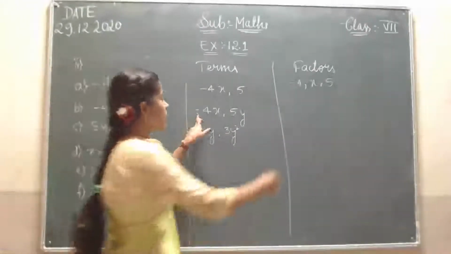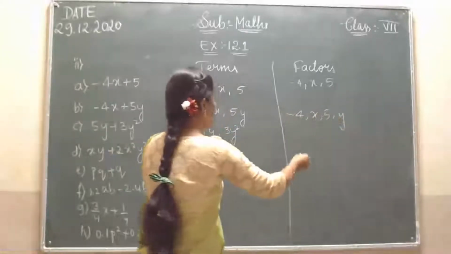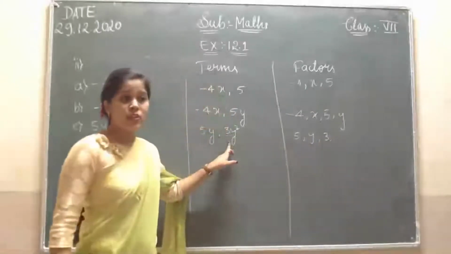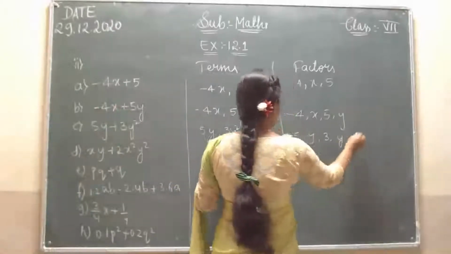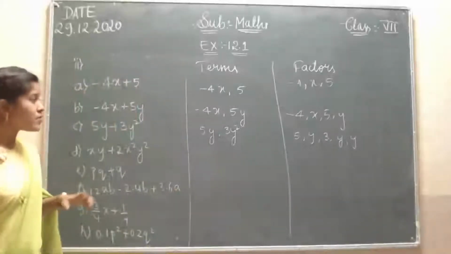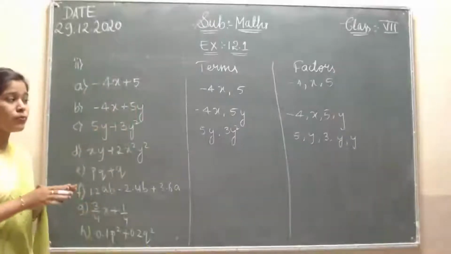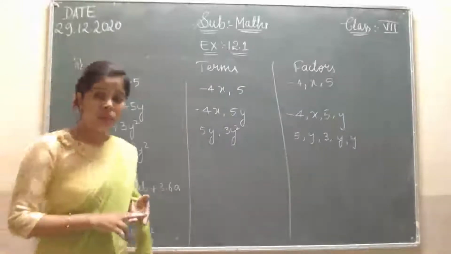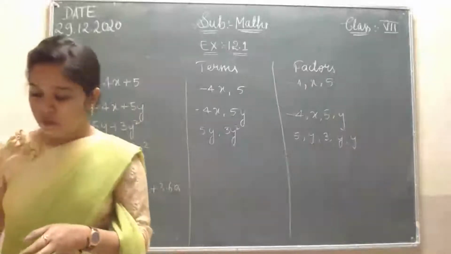Take this minus 4, comma, x, comma, 5, comma, y. Here 5, comma, y, comma, 3, comma. Here there is a y square. y is 2 times, so we have to take y as 2 times, y into y. So like this we have to write terms and factors. For terms we have to remove the operations, and in the factors we have to split all. If there is an x square, we have to write x into x. If there is a y square, we have to write y into y, means y comma y. So this is the solution for the second.